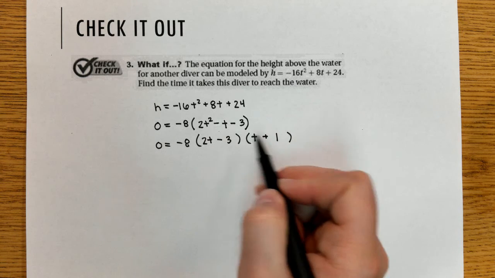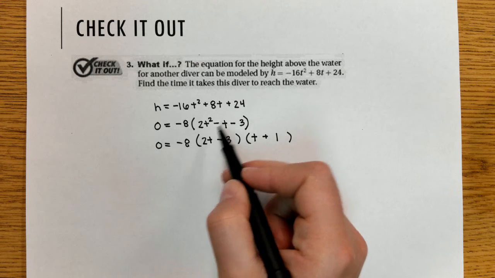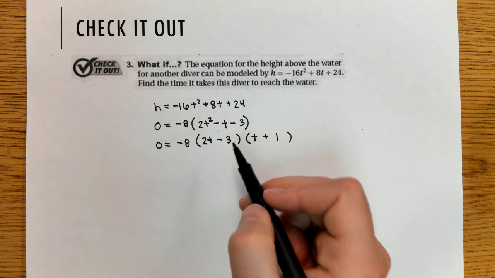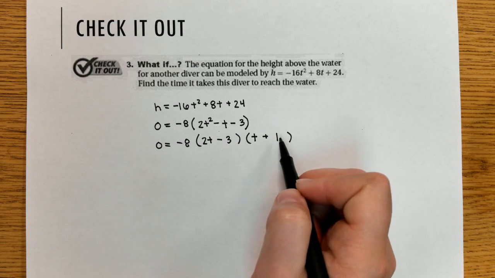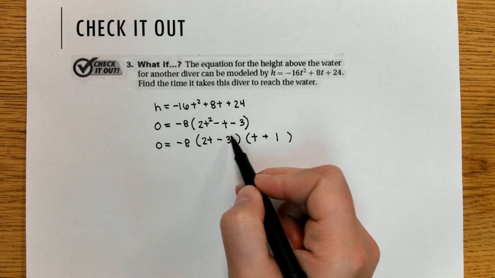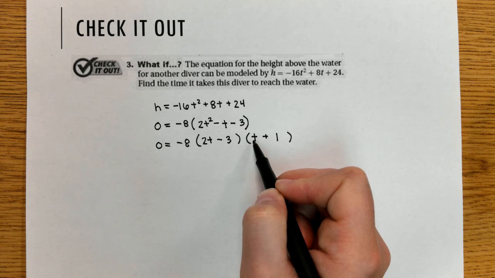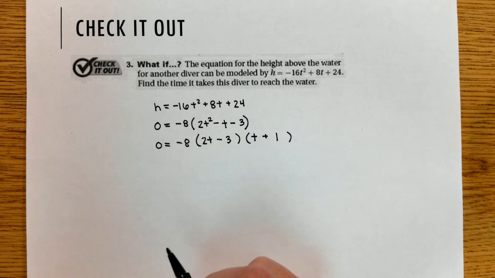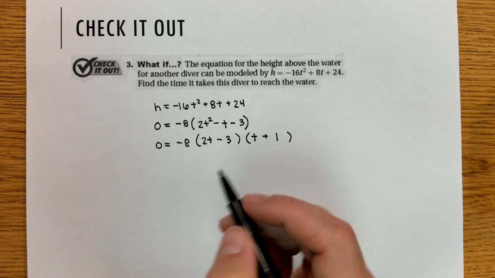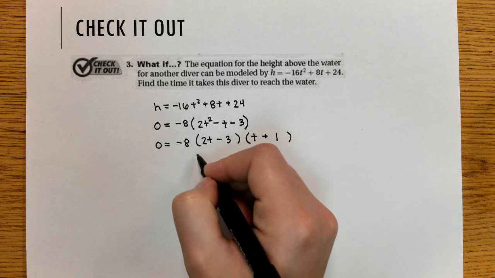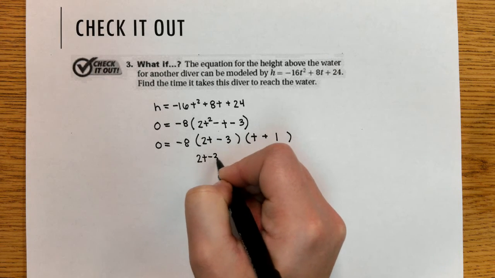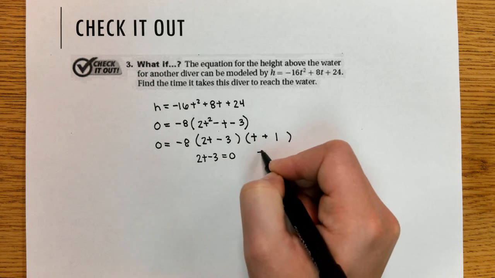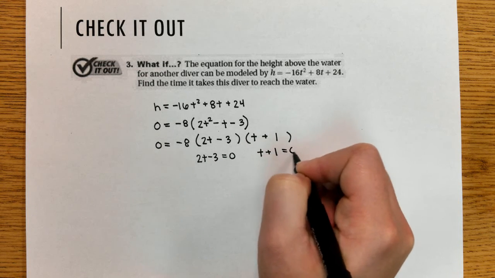So negative 3 times 1 gives me that negative 3. 2t times t gives me 2t squared. 2t times 1, 2t, and then negative 3 times t is negative 3t. Negative 3t plus this 2t gives me the negative t. So that is the factored form. So now I'm going to set both of those factors equal to 0. So I have 2t minus 3 equals 0, and then t plus 1 equals 0.